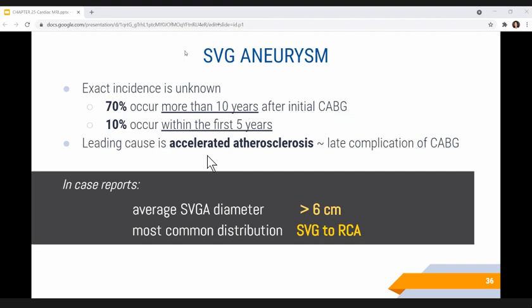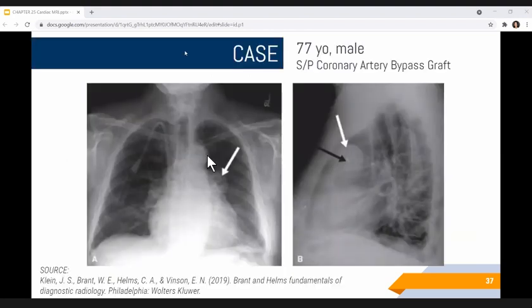Case reports indicate average SVG aneurysm diameter is more than 6 centimeters, and the most common distribution is the SVG to RCA anastomosis. We now have a chest X-ray, PA and lateral, of a 77-year-old man showing a well-rounded mass in the anterior mediastinum, pointed by the white arrows.